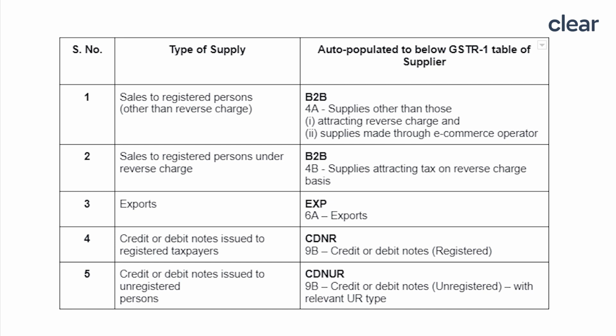Further, credit or debit notes issued to unregistered persons. In such cases where you have issued credit or debit notes to unregistered persons under GST, then in that case, Table 9B again will get auto-populated, but this time it will be credit or debit notes unregistered with the particular relevant UR type.